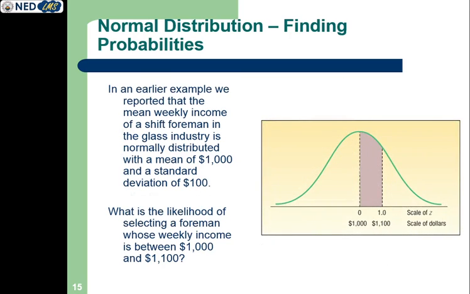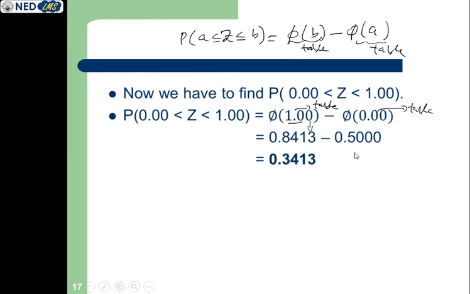So students, write it in this way: 0.8413 and this one 0.5000. Subtract this one and you get the probability. This is the method by which we find probability with the help of the standard normal distribution table.